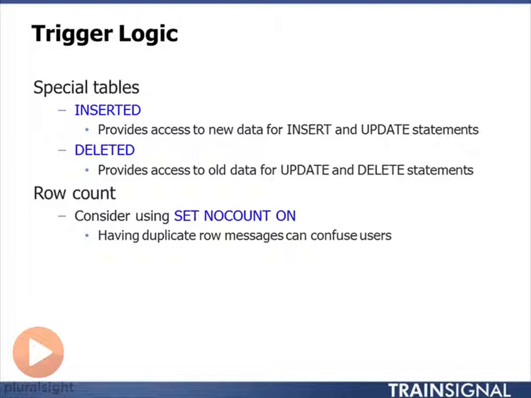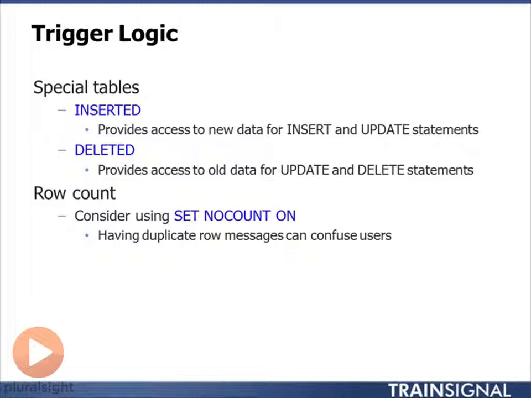The other thing that you want to consider doing, in fact, you should basically always do it, with a trigger is to set no count to be on. Now, set no count on is going to suppress that number of rows affected.